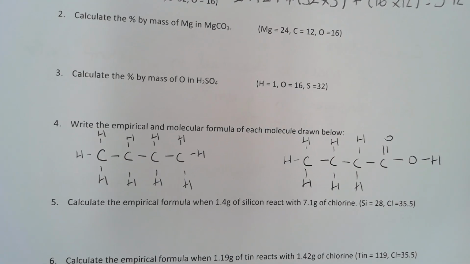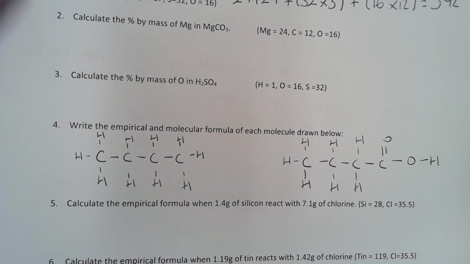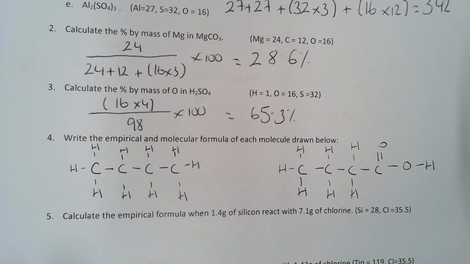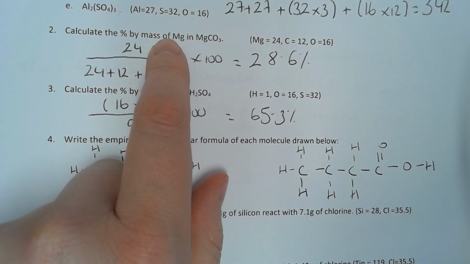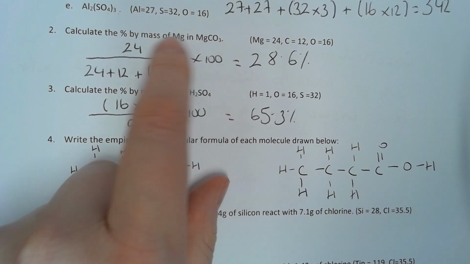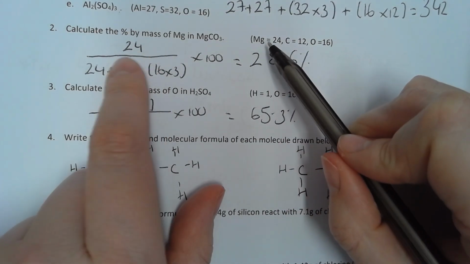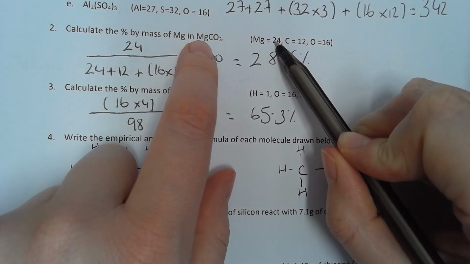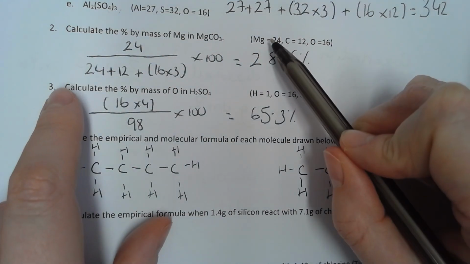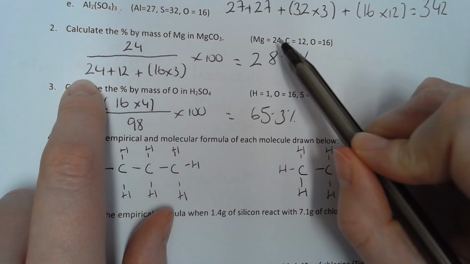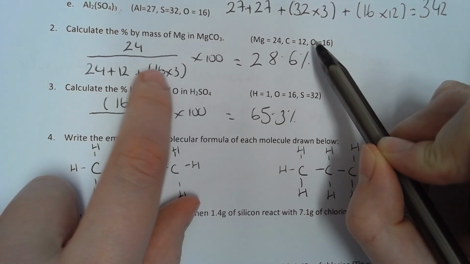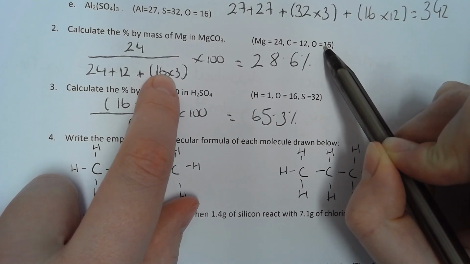Right, have a go at doing questions 2 and 3. Press pause. Do have a go by yourself, please. Okay, first one, I have got 1 magnesium in magnesium carbonate. So I've got 24 on top, which is the mass of magnesium. On the bottom, I'm working out all of magnesium carbonate. So I've got a 24 for the magnesium, a 12 for the carbon, and then 3 16s because there's 3 oxygens.